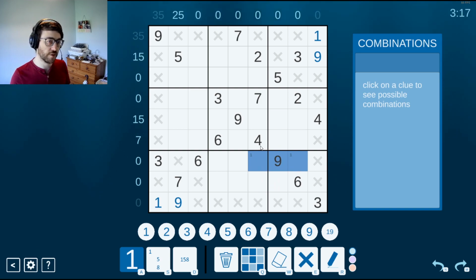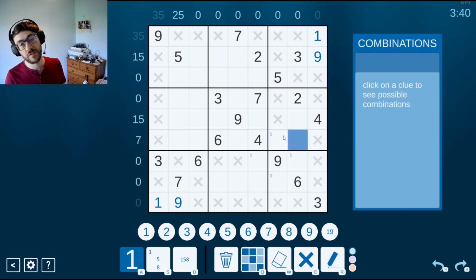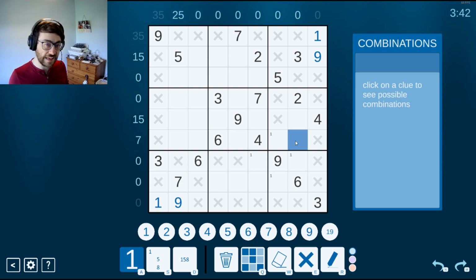I know a 1 goes here next to this 9 because it's a 0 clue, and similarly I know a 1 goes here. Oh, that's interesting then. So these kind of act as a virtual pencil mark in the box. Which is kind of cool. So that means these two cannot be a 1 and a 9.